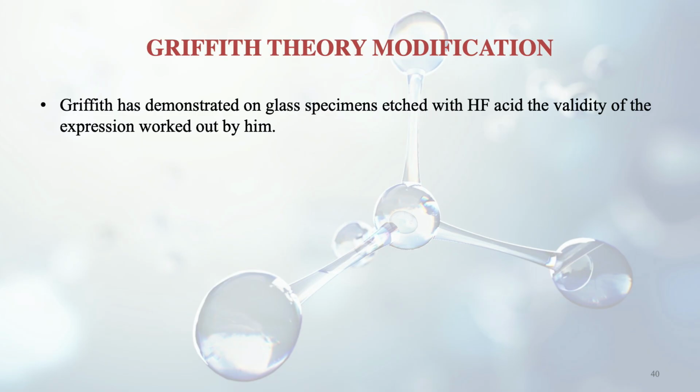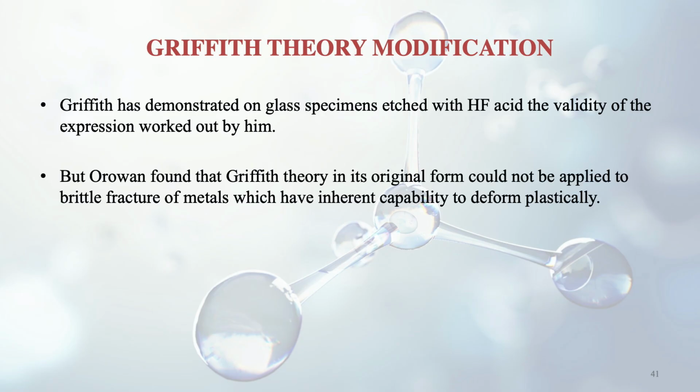Then there will be a modification in Griffith theory also. Griffith demonstrated, on certain glass specimens which were etched with hydrofluoric acid, the validity of the expression which was worked out by him. But then one more scientist, Orowan, found that the Griffith theory in its original form could not be applied to brittle fracture of metals. Why? Because they have an inherent capability to deform plastically.